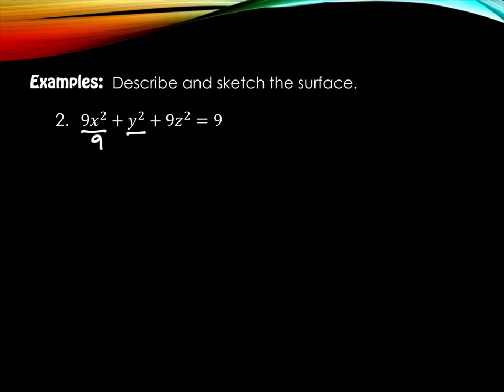If we divide it all by 9, because in every one that we looked at, we didn't have a coefficient in front of any of the variables, right? So this would actually end up being x squared. I'm going to write it over 1 because that will match a form a little bit nicer. The second one's over 9. This one's also over 1, and this is equal to 1. Okay. Which one does this match? It's an ellipsoid. So I'm going to be able to say that this is an ellipsoid.